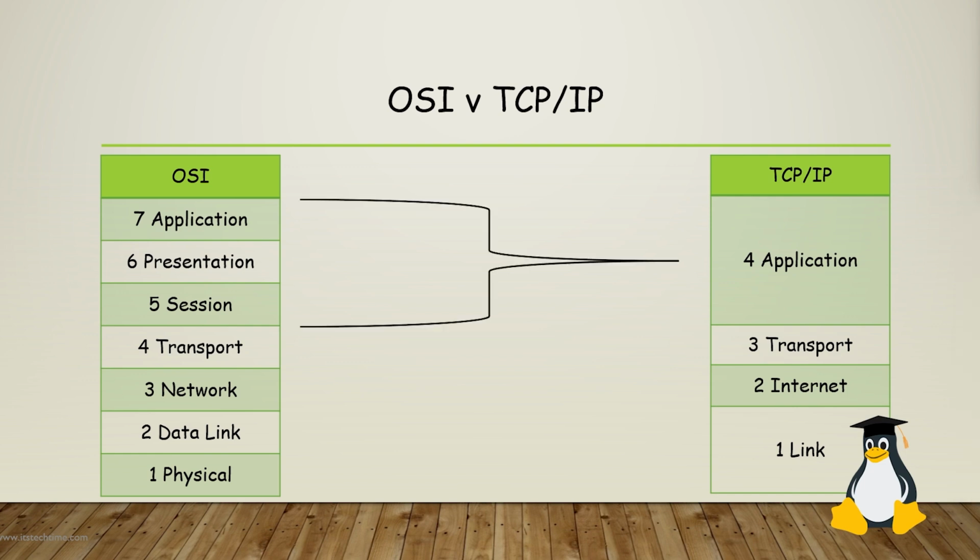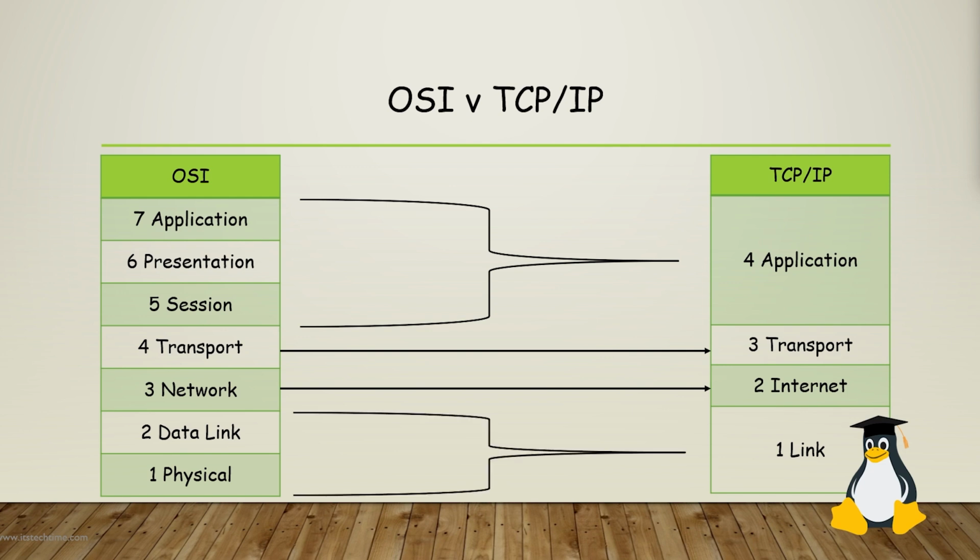The first difference that should pop out to you is that the application, presentation, and session layers of the OSI model are all combined into one layer on the TCP/IP model. Both the OSI model and the TCP/IP model share the transport layer. The network layer of the OSI model is the equivalent of the internet layer of the TCP/IP model, and the data link and physical layers of the OSI model are combined in the link layer of the TCP/IP model.